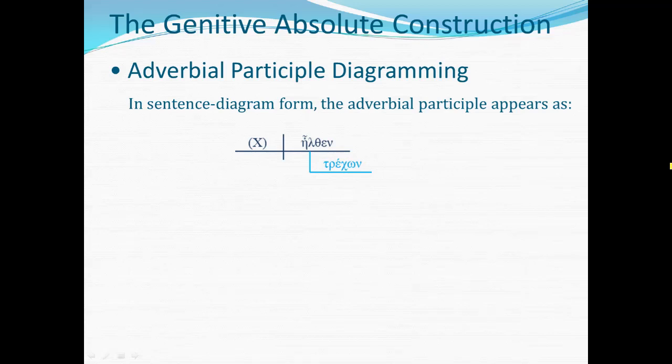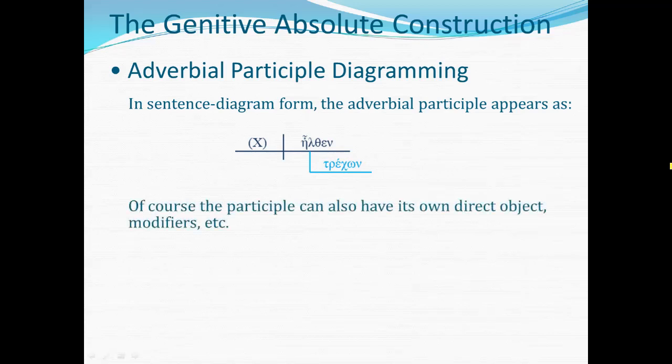He, she, or it came running. And of course, the participle can have its own direct object, modifiers, and so forth. You can have quite long participle phrases with lots of little diagramming widgets attached to them.